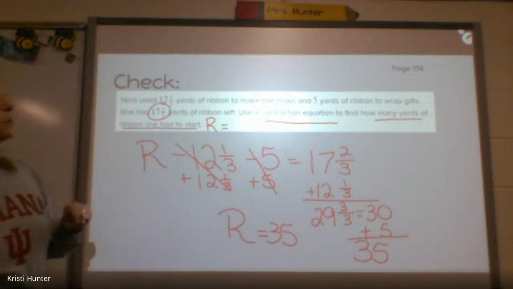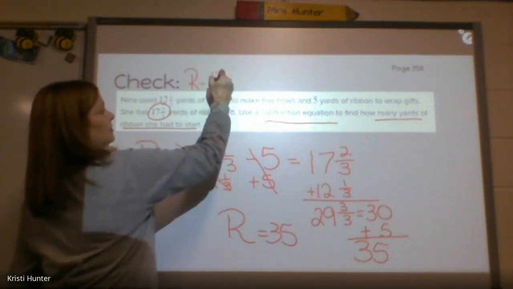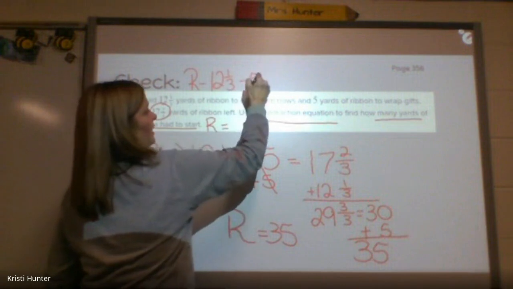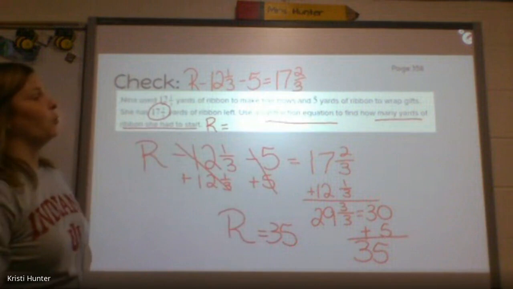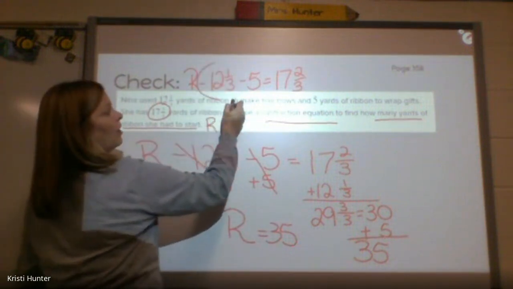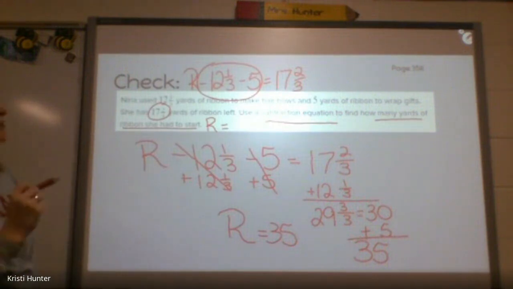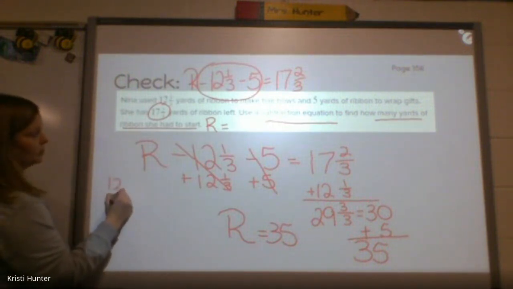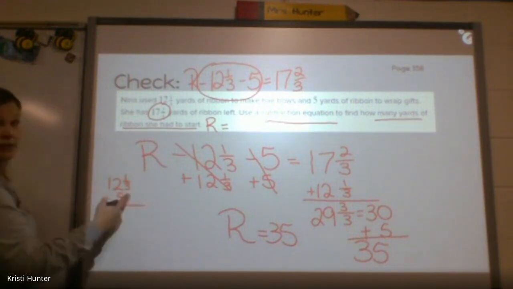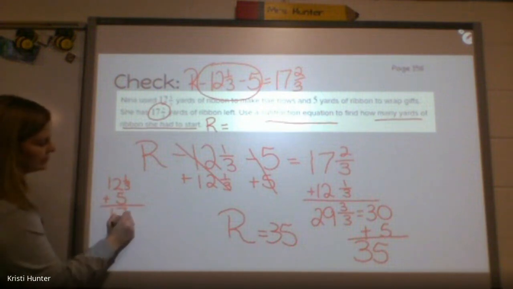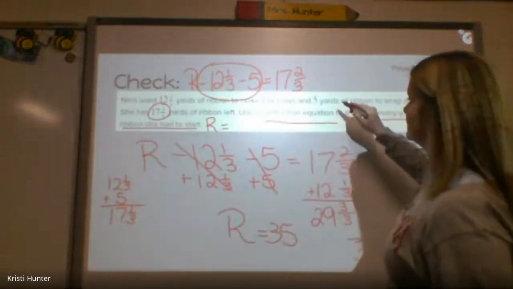A second way your group could have solved my subtraction equation, R minus 2 1/3 minus 5 equals 17 2/3. You could have said, well, I'm going to go ahead and combine all of these values she used. So if I combine 2 1/3 plus 5, no fraction, I'm going to get 7 1/3. So that leaves me with an equation that looks like this.